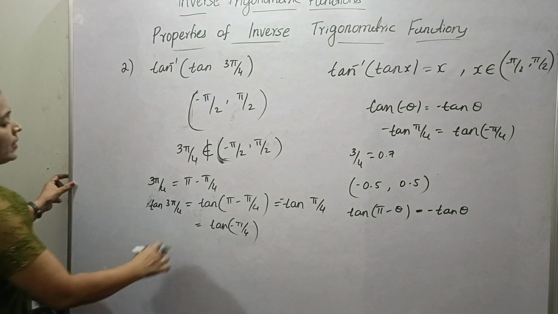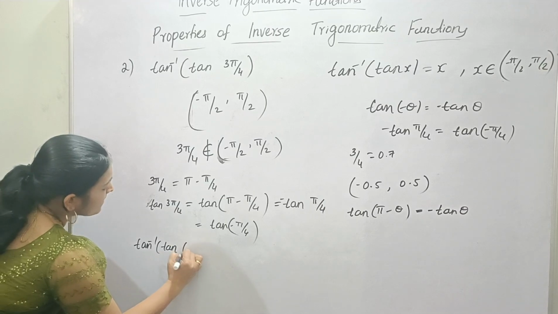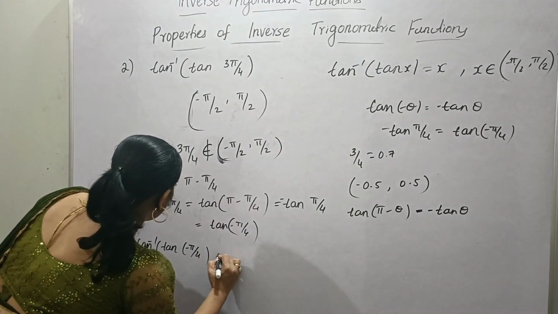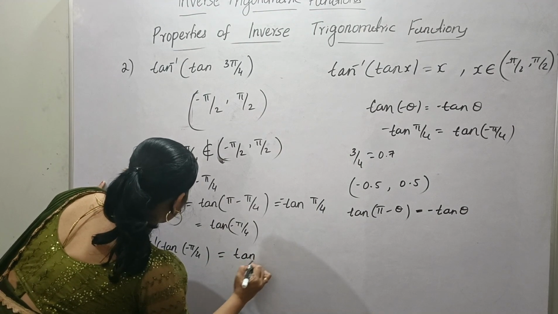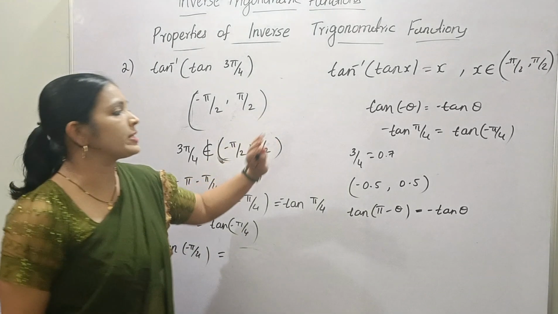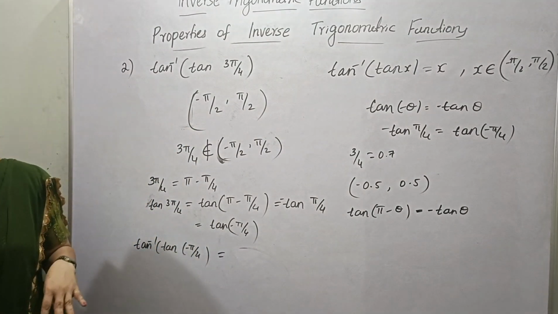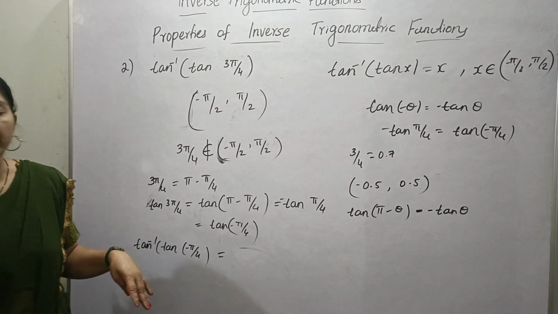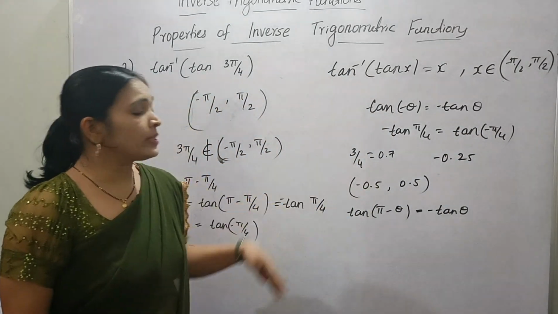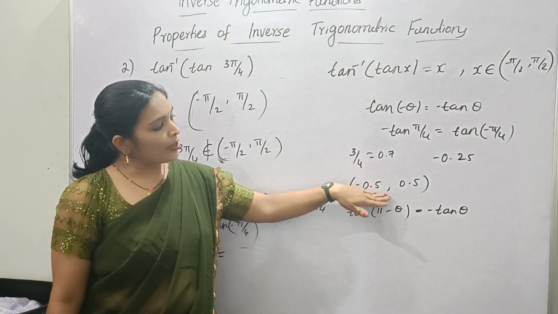And now let us check. Let us write tan inverse of tan of minus pi by 4 is equal to... Now let us check whether this minus pi by 4 belongs to this interval, minus pi by 2 to pi by 2. What is minus 1 by 4? Minus 1 by 4 is nothing but minus 0.25, right? Does this one belong to this interval?